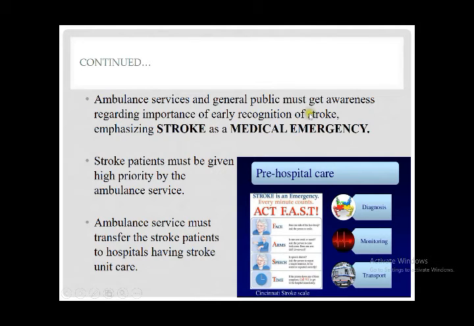So pre-hospital care is basically concerned with the general public and the personnel involved in ambulance services. They should identify this FAST protocol, that is called face, arms, speech, and time. You have to see the face of the patient to see any drooping of the face on either side. You ask the patient to smile, and you can see the difference or asymmetry of the face.